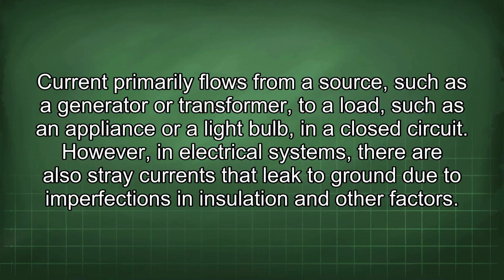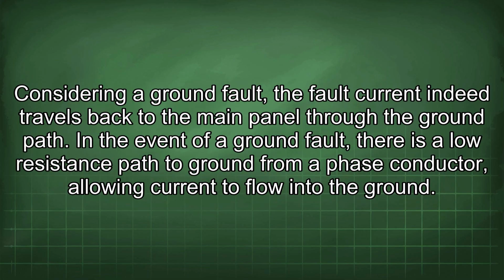Current primarily flows from a source, such as a generator or transformer, to a load, such as an appliance or a light bulb, in a closed circuit. However, in electrical systems, there are also stray currents that leak to ground due to imperfections in insulation and other factors. Considering a ground fault, the fault current indeed travels back to the main panel through the ground path.